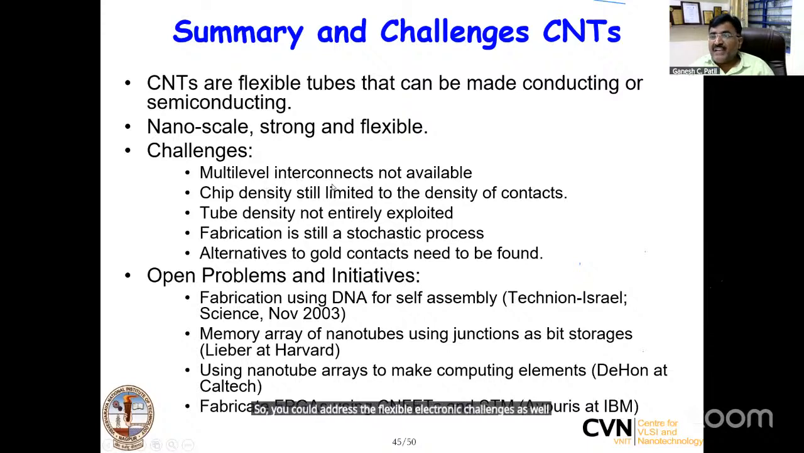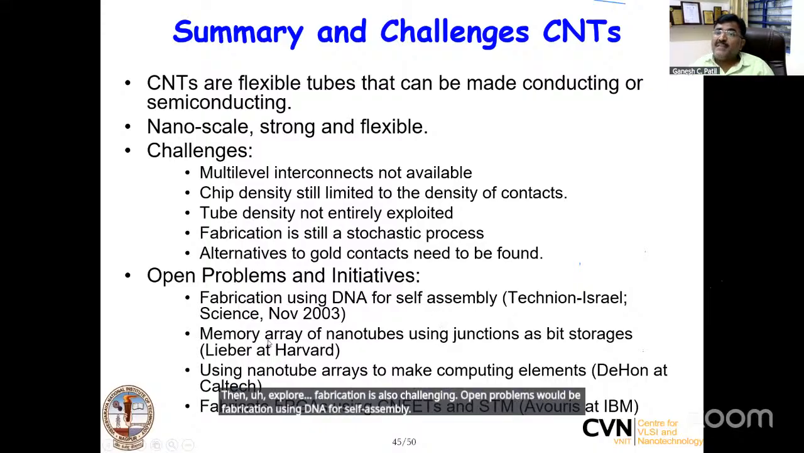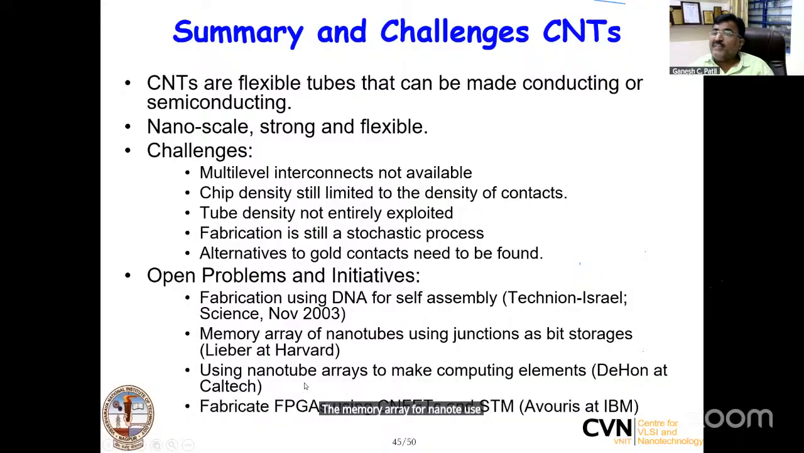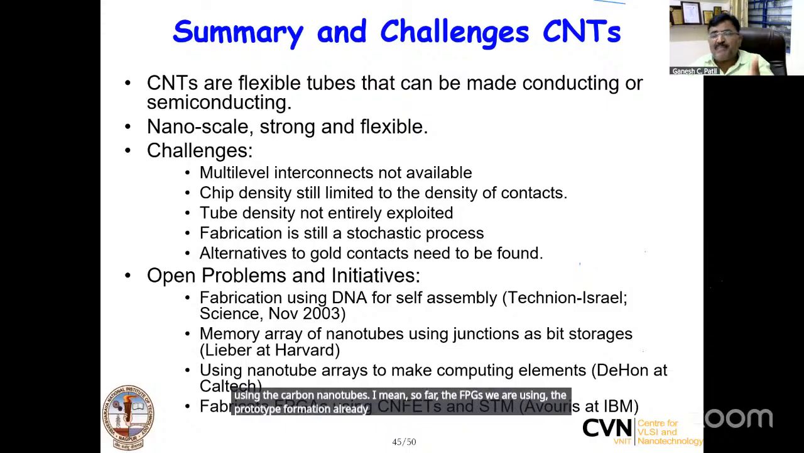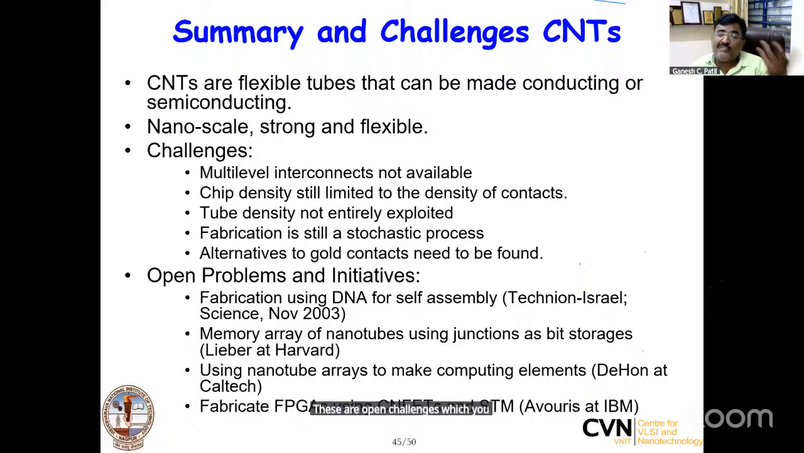The challenges would again be for the interconnects, and fabrication is also challenging. Open problems would be fabrication using DNA for self-assembly, then memory arrays for nanotubes, and how carbon nanotubes could be used, or how to fabricate FPGAs using carbon nanotubes. So far the FPGAs we are using for prototype formation are Xilinx FPGAs like Spartan, Virtex, Artix. But can we develop FPGAs with carbon nanotubes? Again, there are fabrication challenges. These are open challenges which we all could address.